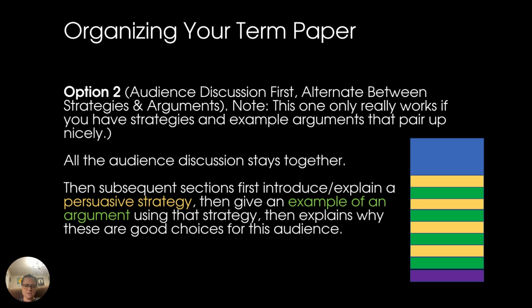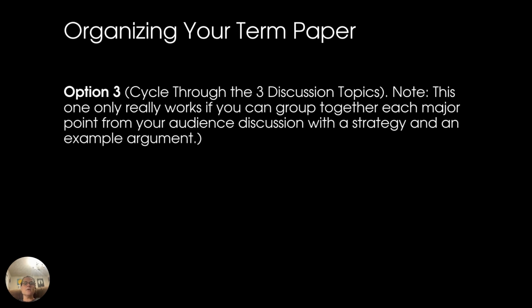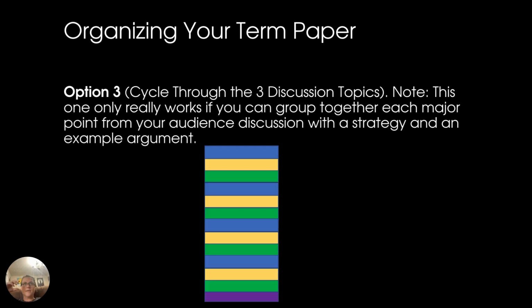Every once in a while, this third one works out. If your audience discussion breaks down really easily into 3 or 4 categories, you can do this: here's one thing about the audience, here's a strategy that responds to that, and here's an argument that uses that strategy. And then you repeat that cycle. Well, 4-ish is usually a good number of different aspects of the audience that you've covered. So if it happens to break out that way, feel free to use this one. If it doesn't, please don't force this. It doesn't make the paper any better.